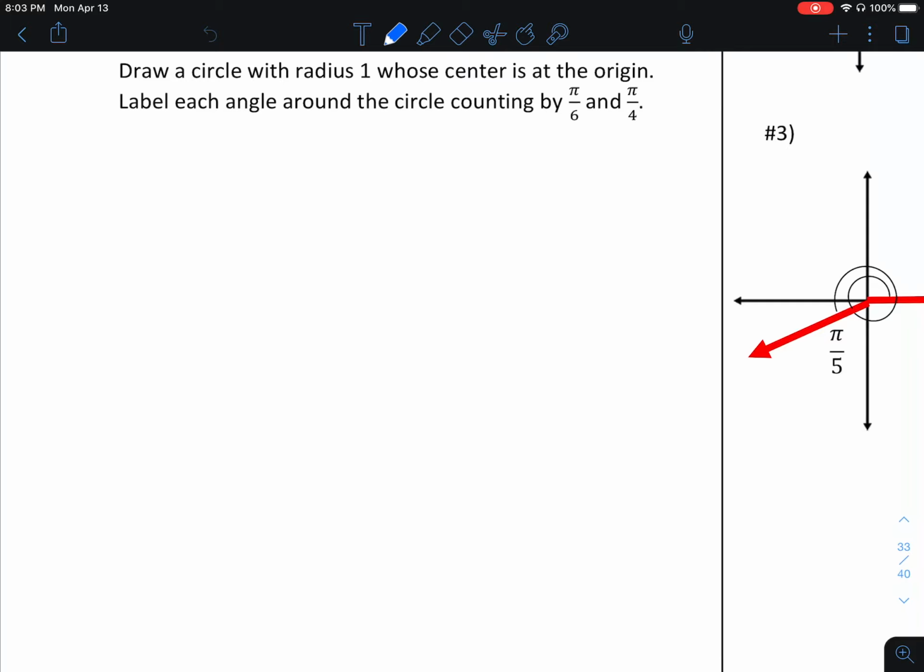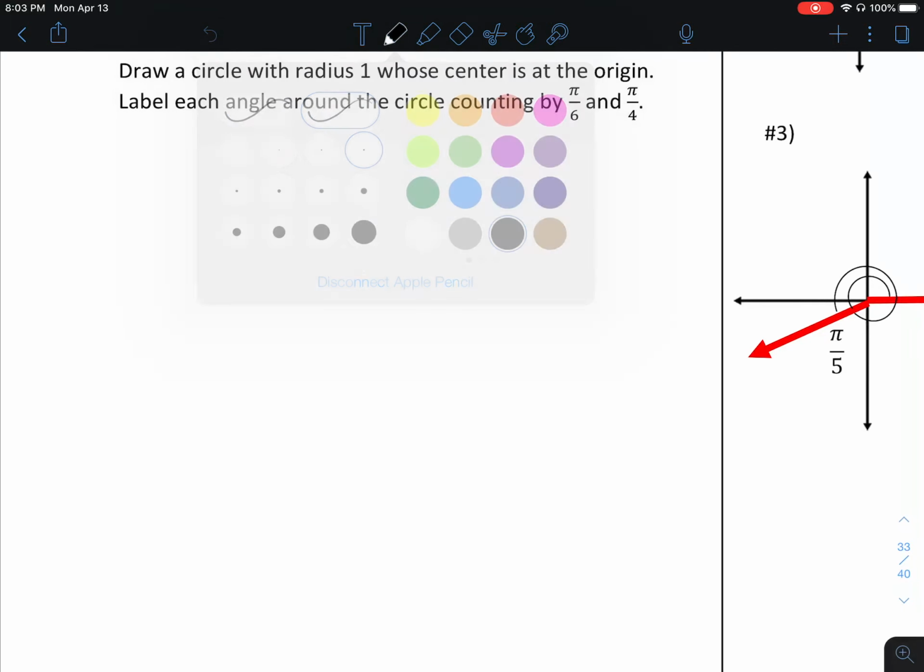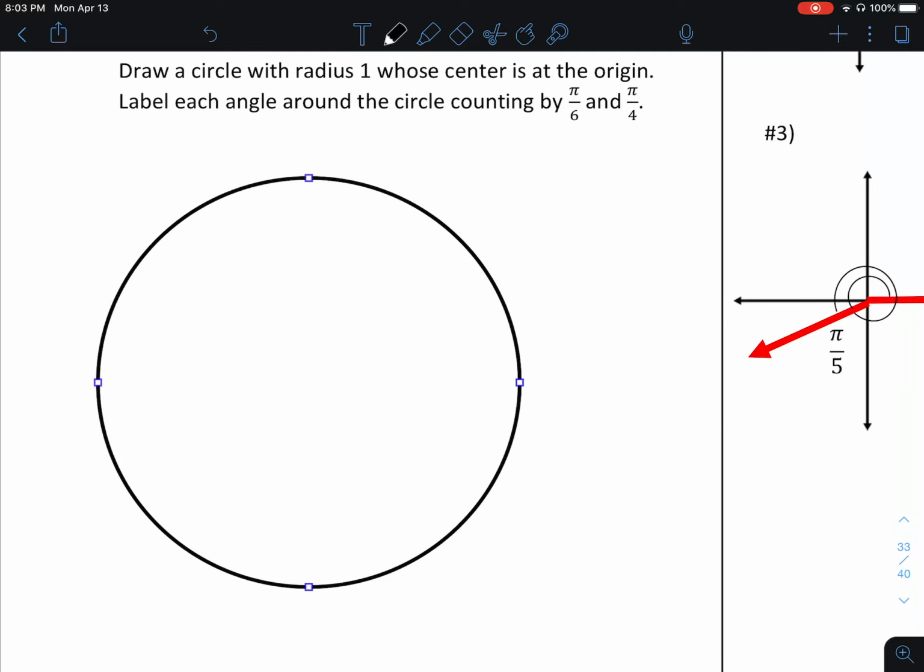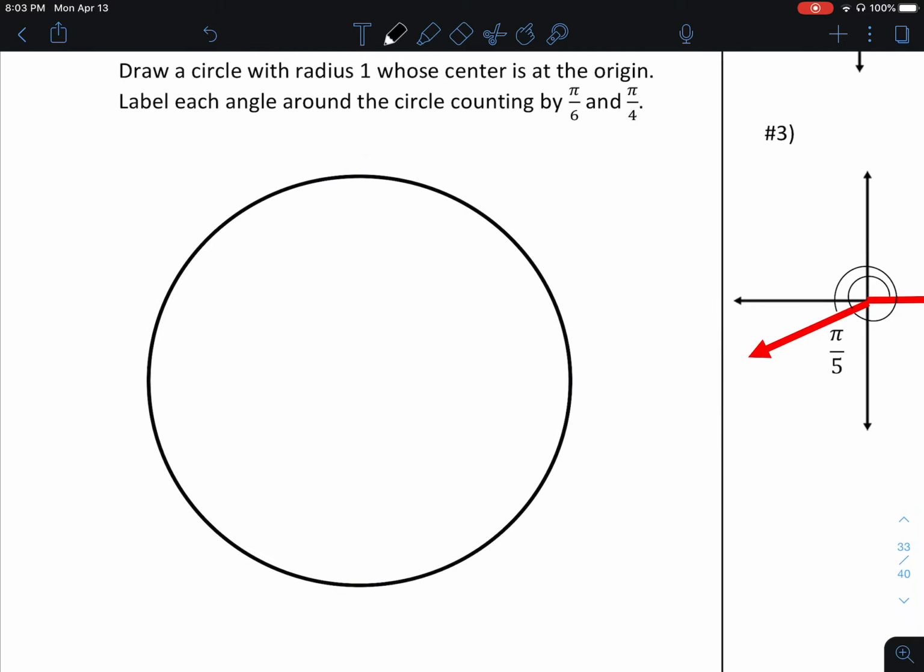So let me show you the easy way to do it, and then I will show you what has to happen after that because we always want our fractions reduced. When I say always, I mean most of the time.